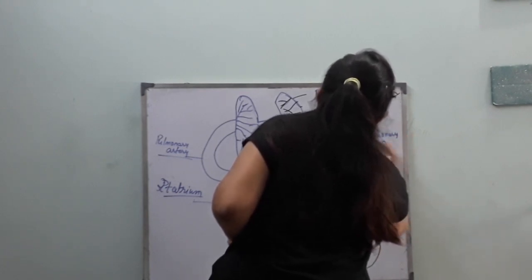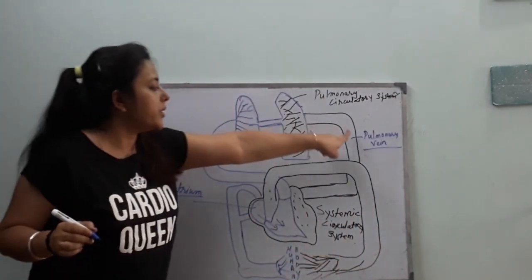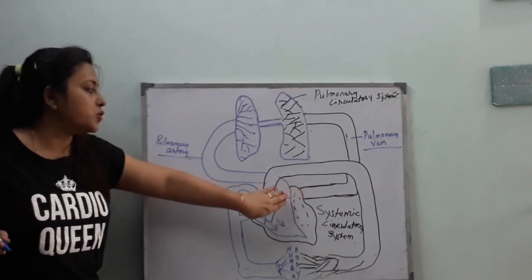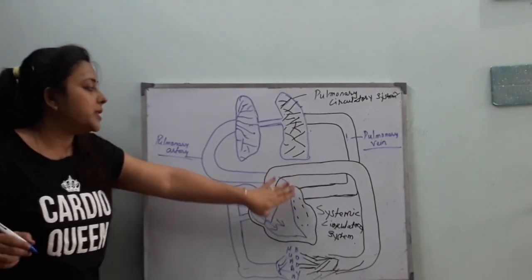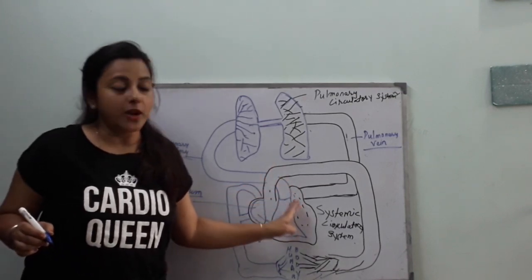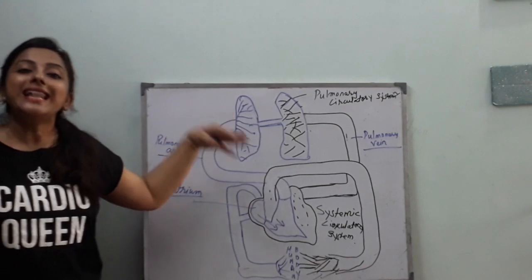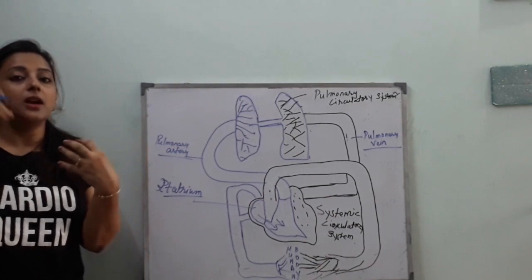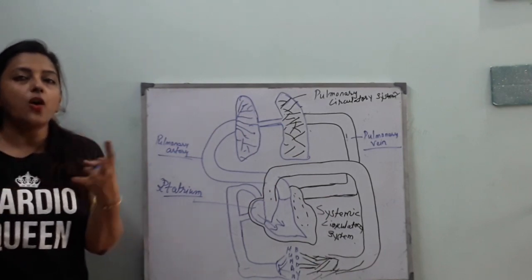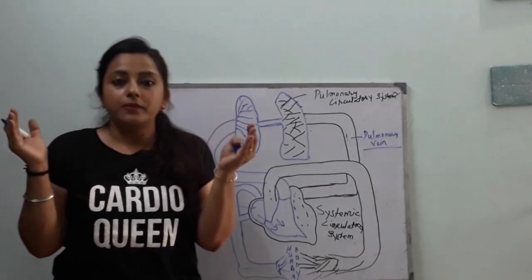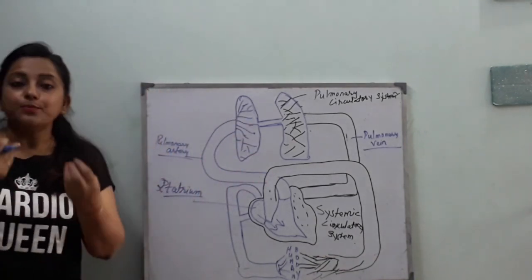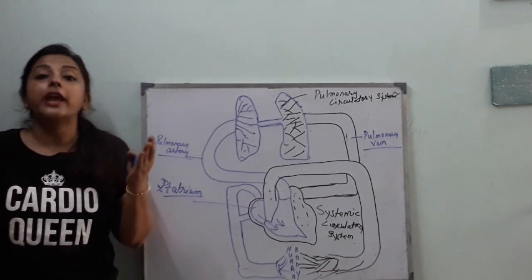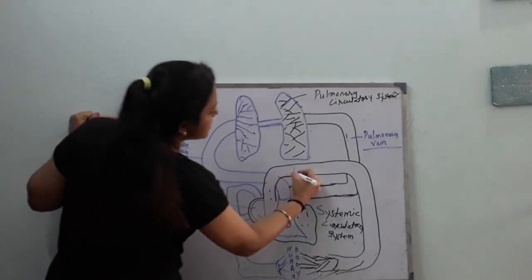This oxygenated blood enters our left atrium through the pulmonary vein, and from the left atrium it is pushed into our left ventricle. The left atrium contracts and pushes blood into the left ventricle, and now the left ventricle is filled with blood. After that it again contracts and pushes the blood into the largest artery of our body, called the aorta. See, this is the aorta.